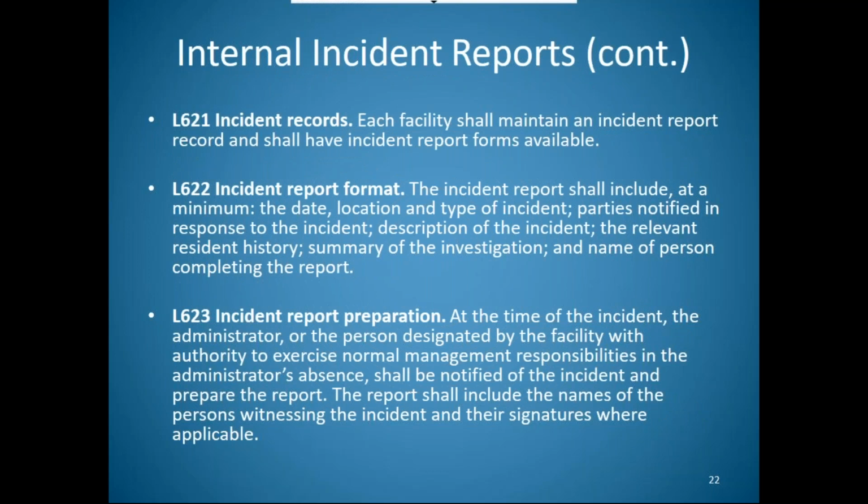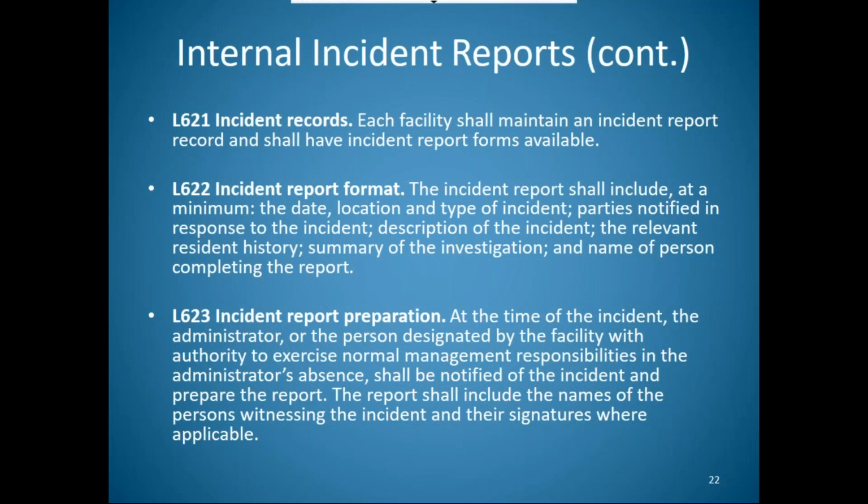So your tags for the internal incident reports. 621 says each facility shall maintain an incident report and shall have incident report forms available. In other words, you're going to keep a record of every incident, and whatever form you're using should be available for whoever's going to be filling it out, whether it's the charge nurse, whether it's the DON, whether it's the administrator. Form should be available 24 hours a day for someone to complete.